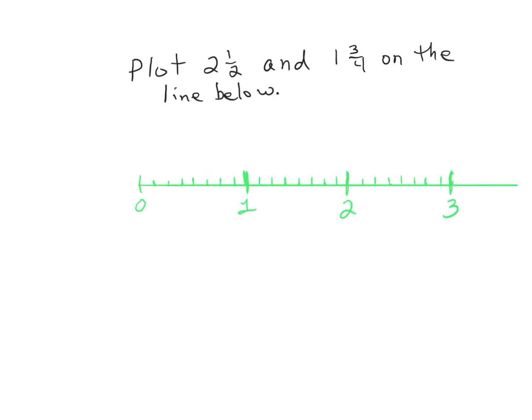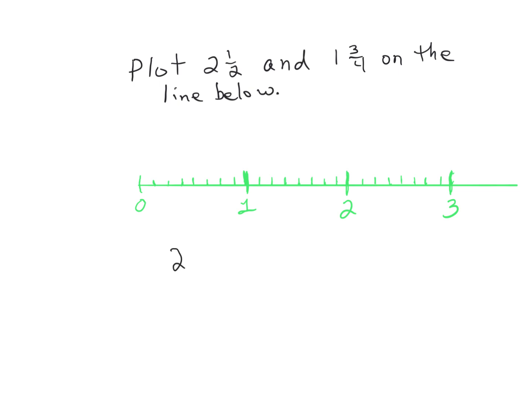Here's another number line dealing with fractions. It says to plot 2 1/2 and 1 3/4 on that number line that is pictured. So I have 2 1/2, but notice in between each one of these integers from 0 to 1, from 1 to 2, and from 2 to 3, the line is divided up into 8 different parts. There are 7 ticks, and that divides it up into 8 different marks.